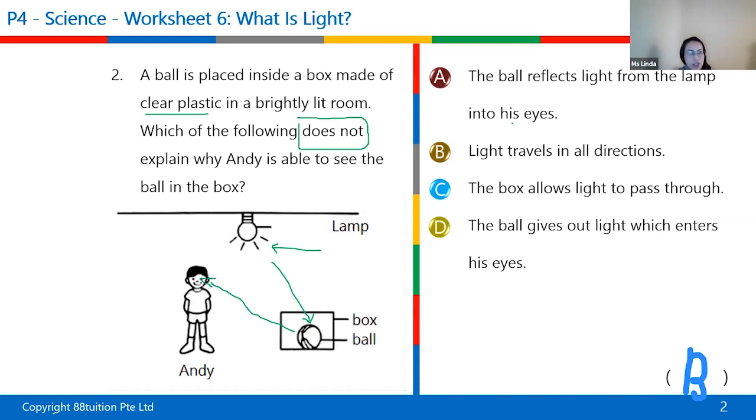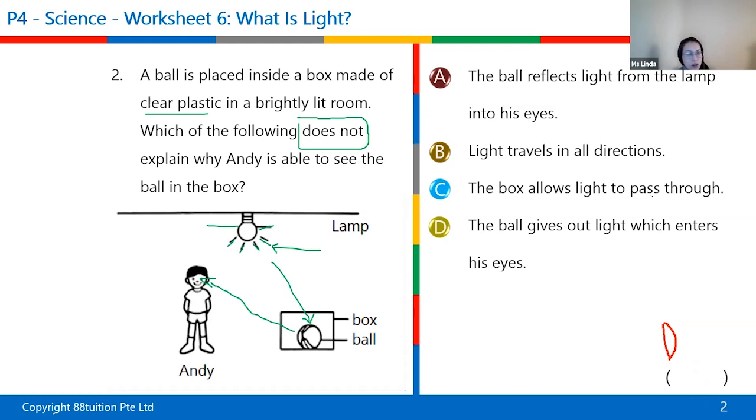Now, light travels in all directions. Yes, they do travel in all directions. Can you see, from the lamp, all these little straight lines go everywhere? It goes in all directions, so it's like a sun. As long as there's nothing blocking it, it goes in a straight line in all directions. Now, which one of the following does not explain why he's able to see?